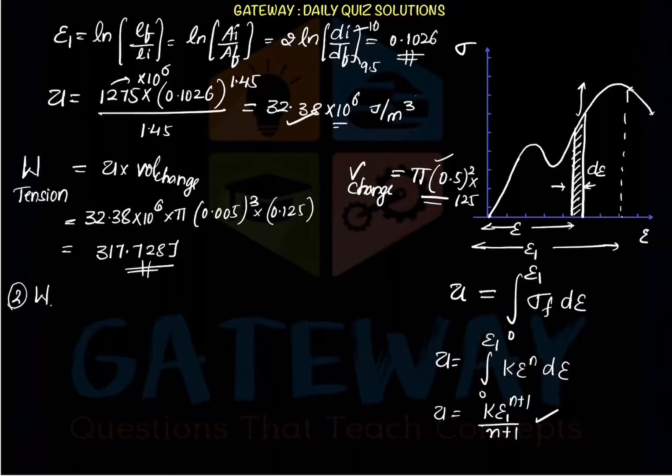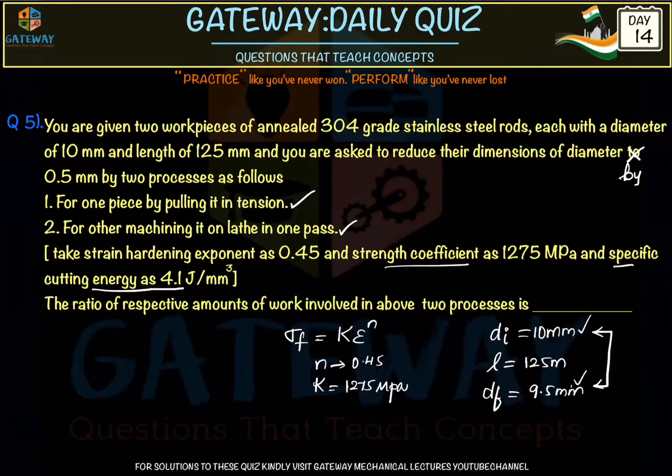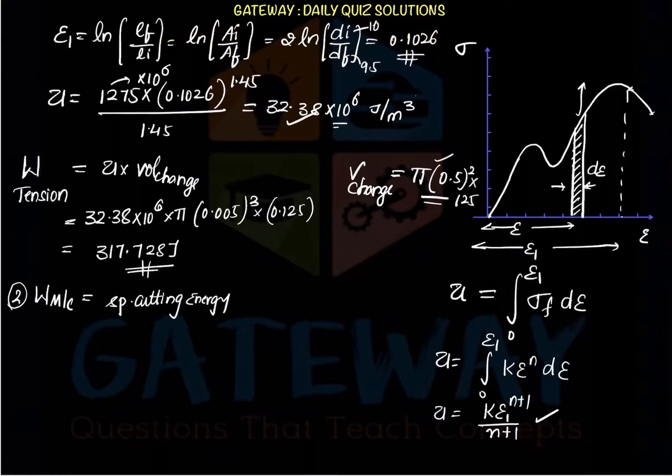We'll be doing the next case, nothing but the work done under machining. Generally for work done under machining we will be using a lathe, and we know whenever we use a cutting tool to remove the material, we need to spend some energy, which is called the cutting energy. That cutting energy is generally given in the question as specific cutting energy, in joule per meter cube. So we need to take the specific cutting energy, which is given in joule per mm cube in the question, into the volume of material removed. So here the volume of material removed will be, it is a cylindrical workpiece, right?